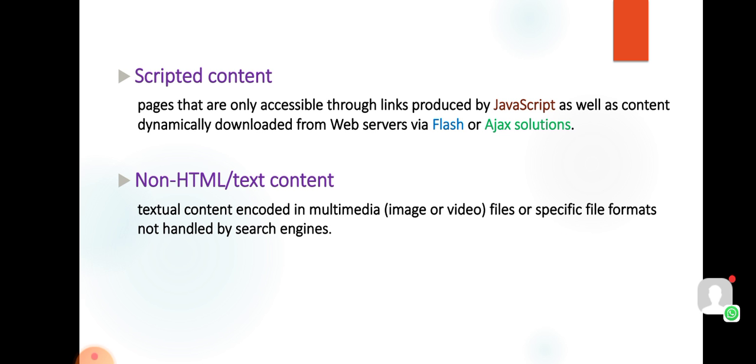Script content, pages that are only accessible through links produced by JavaScript, as well as content dynamically downloaded from the web server via Flash or Ajax solutions.